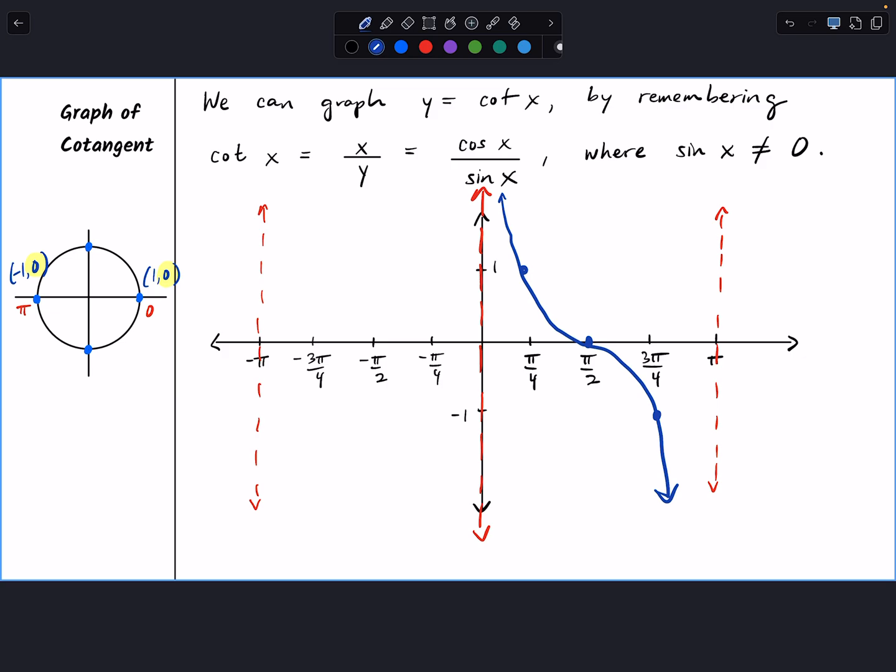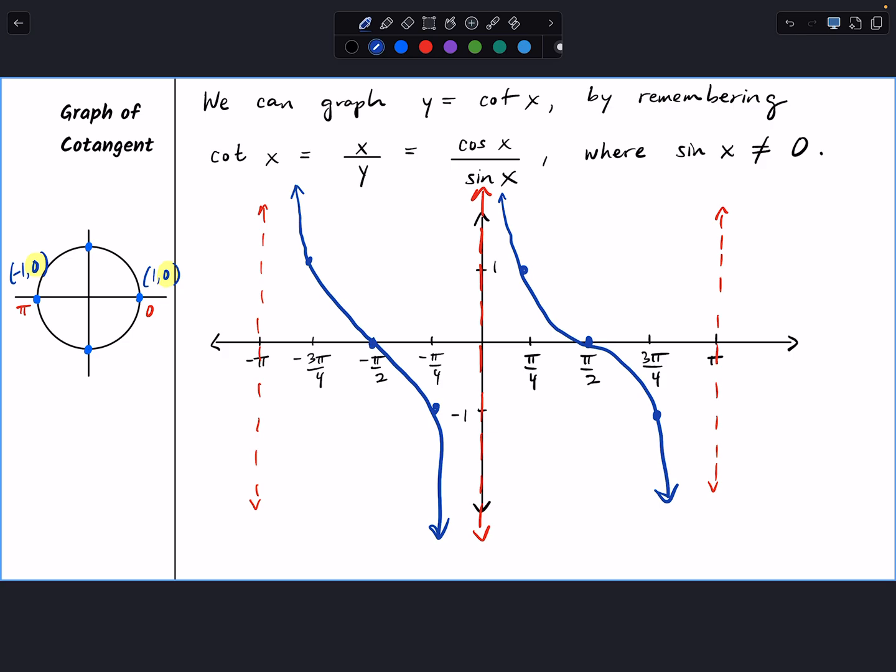And then same thing, it's going to do this every cycle, so it's going to go 1, 0, negative 1 on this side. So 1, 0, negative 1. So it looks something like that. Questions?